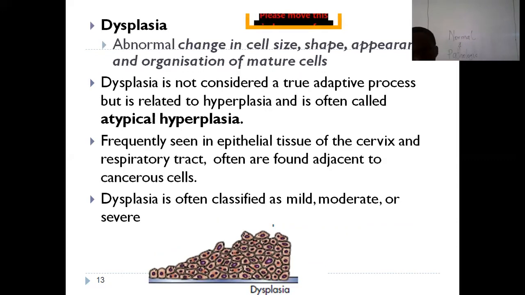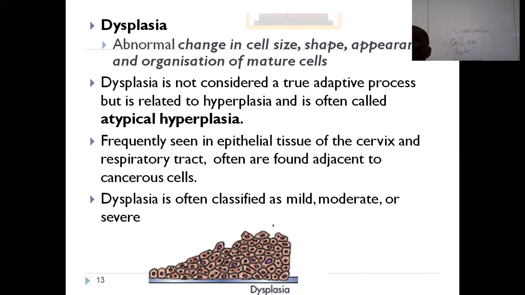Now we also have what we refer to as dysplasia. With dysplasia, it basically means abnormal change in cell size, shape, appearance, and organization. I want you to note those words. So we are saying cell size, shape, appearance, and also organization. So with dysplasia, it is basically those four things: size, shape, appearance, and organization.